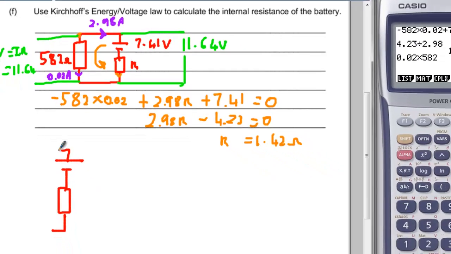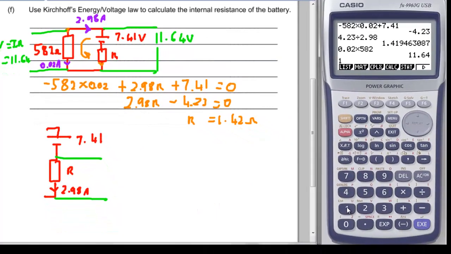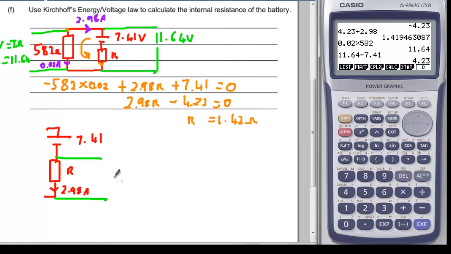Might just be easier if we redraw the circuit. We know that the current going through here is 2.98 amperes, and so if there's 11.64 across both of them, then the voltage across here must be 11.64, take away the supply voltage of 7.41, making there be a voltage there of 4.23 volts.